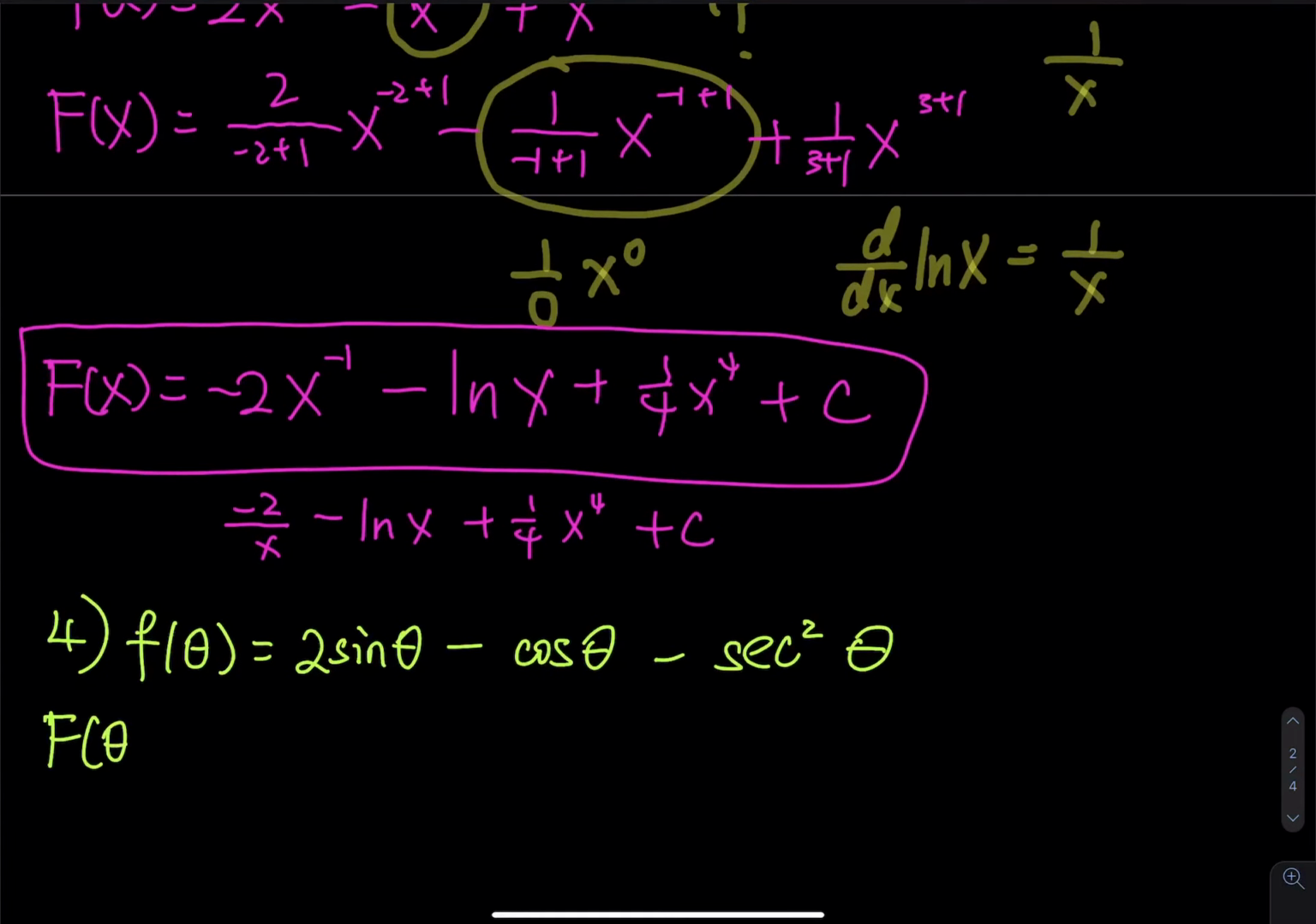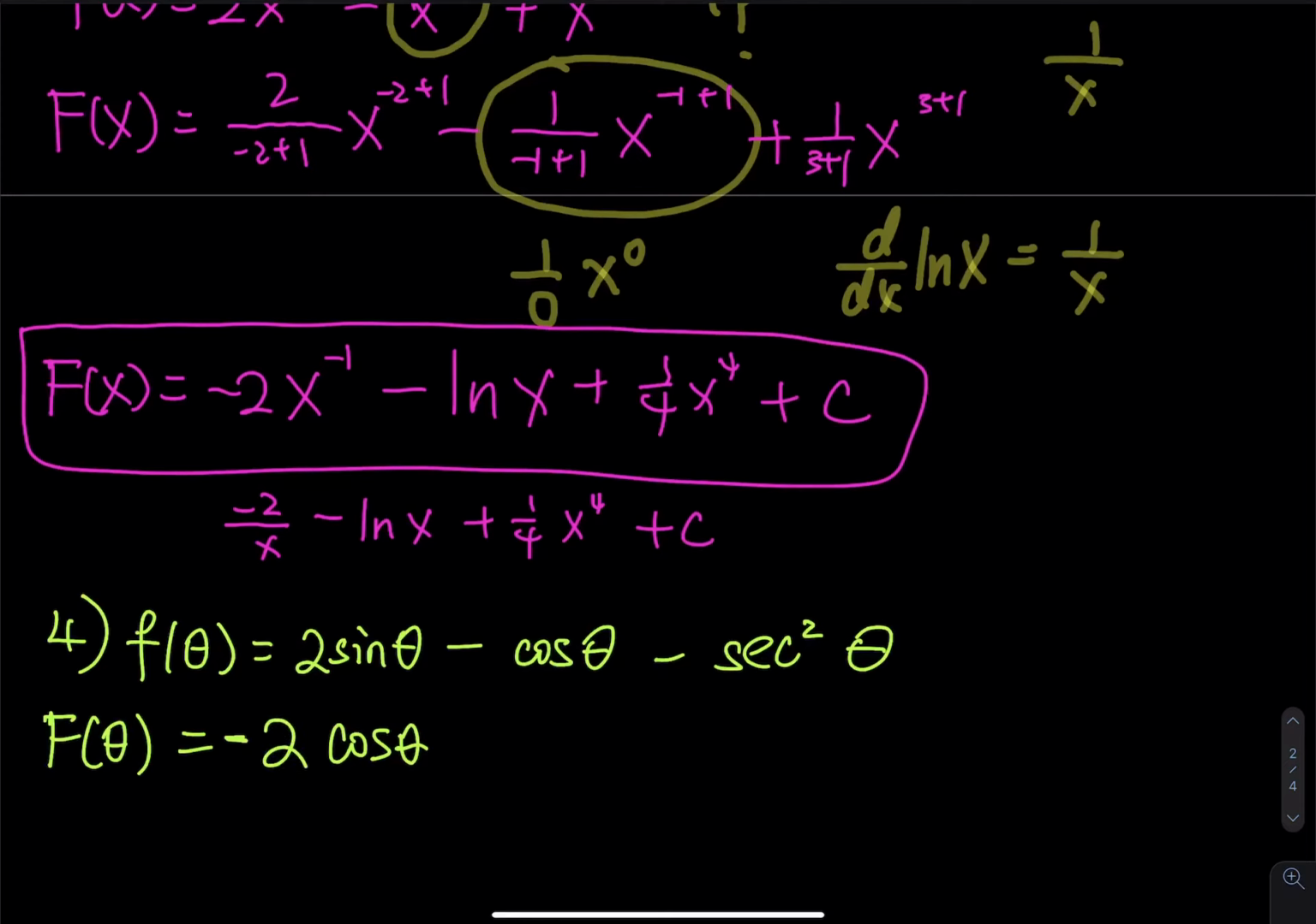The antiderivative of sine is, the derivative of what is equals to sine? The derivative of cosine is equals to sine. Is this correct? No. The derivative of cosine is equals to negative sine. Since there is no negative in front of the sine, then you have to prepare an extra negative in front of cosine. And then the two remains unchanged.